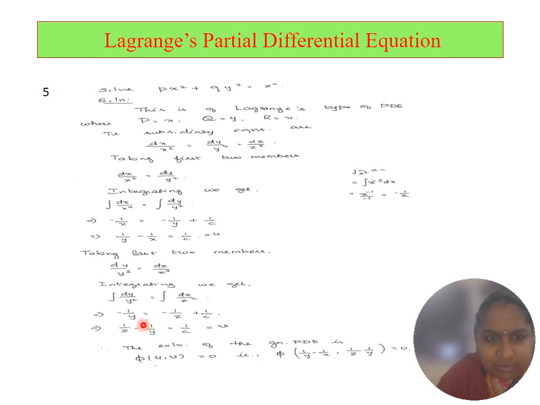So finally the solution will be, eliminating the constants c1 and c2, phi of 1 by x minus 1 by y comma 1 by y minus 1 by z equals 0. So this is how we have to solve the Lagrange's partial differential equation, method of grouping type 1.